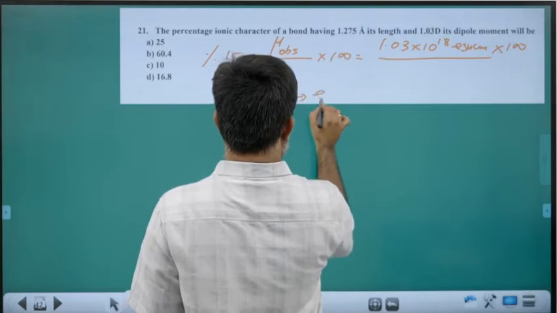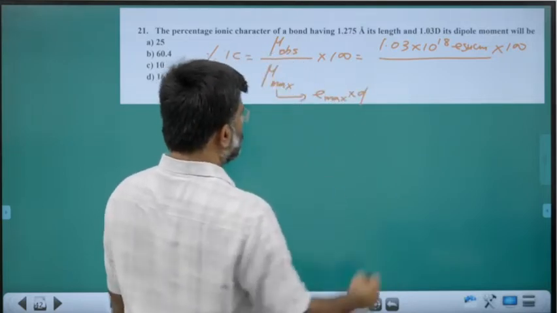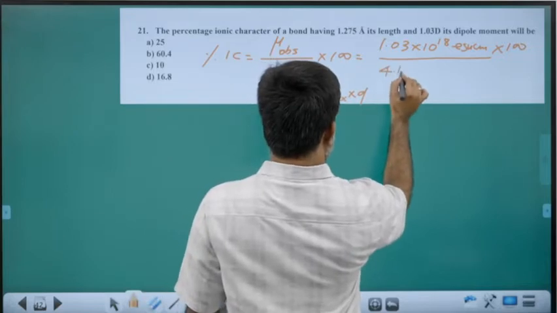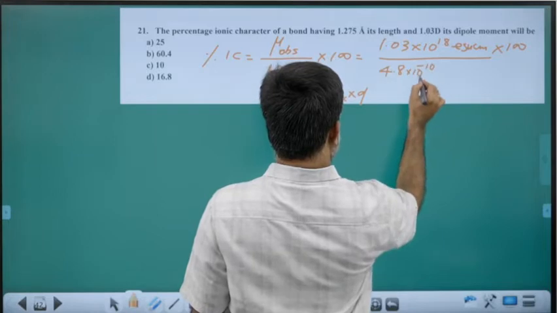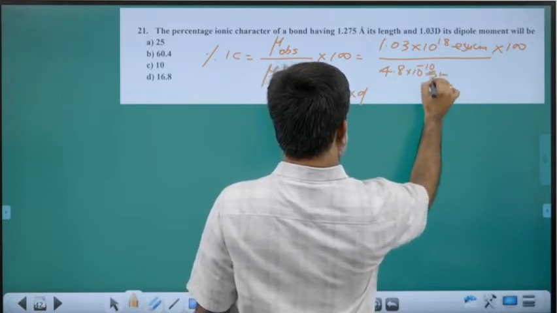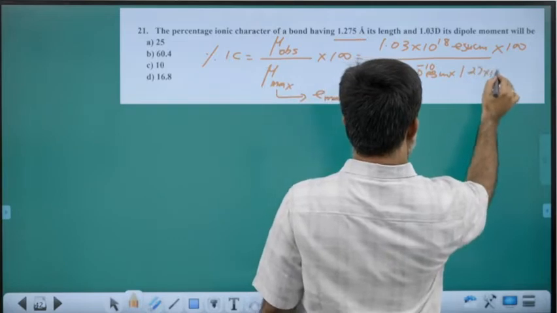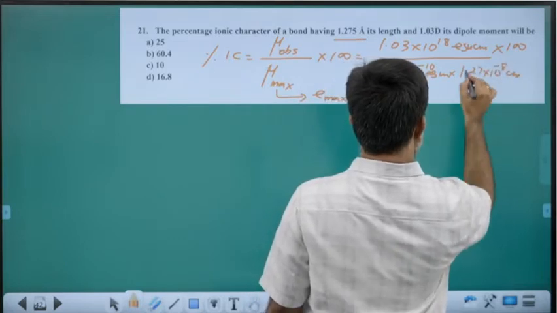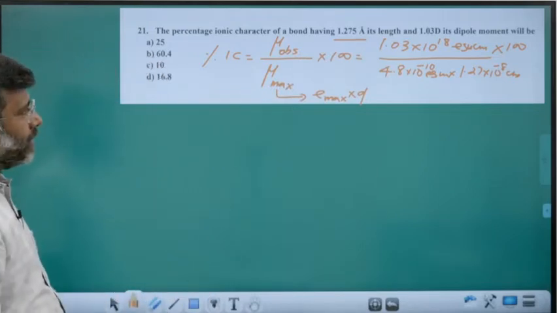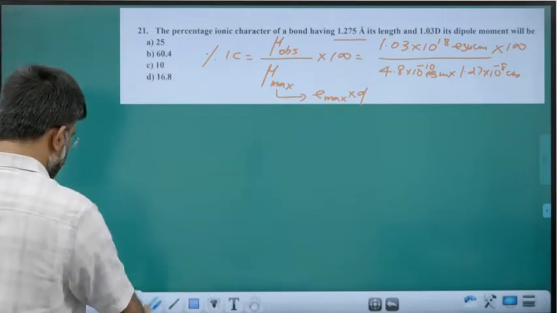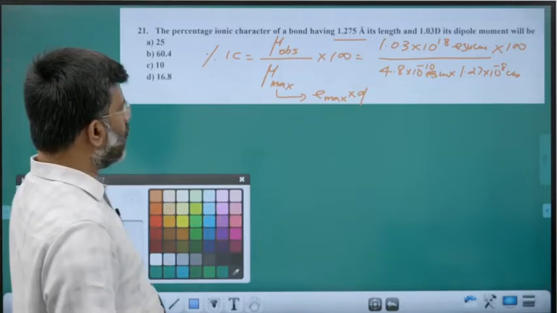What is mu maximum? Mu maximum will be charge maximum into distance. What is the charge maximum? 4.8 into 10 power minus 10 ESU, into bond length, 1.275 into 10 power minus 8 centimeter. I have explained everything in the CGS system. If you want, you can work it out in SI, no problem.